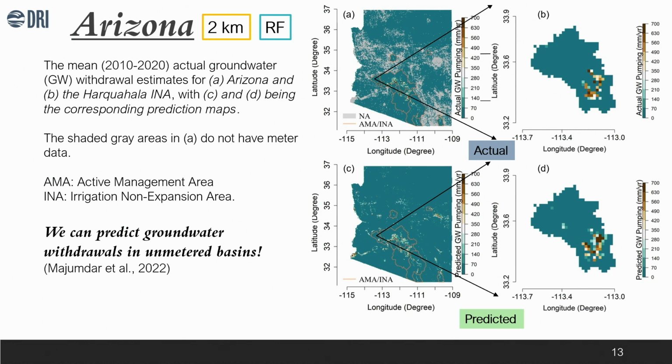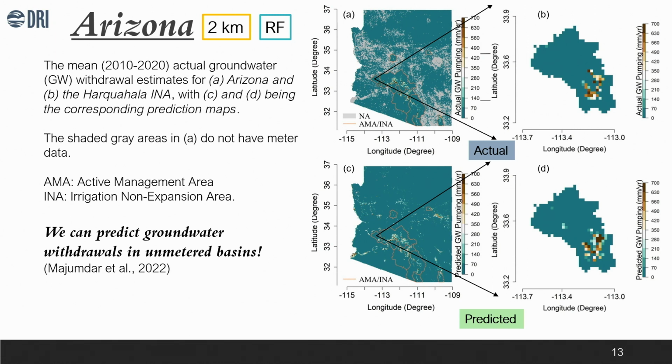So next up, I tried to use this approach in Arizona, where we have good data in the active management areas and the irrigation non-expansion areas, highlighted in red. So over here, we don't have groundwater withdrawal data across the state, which are shown in the shaded gray regions. So we don't have meter data there.